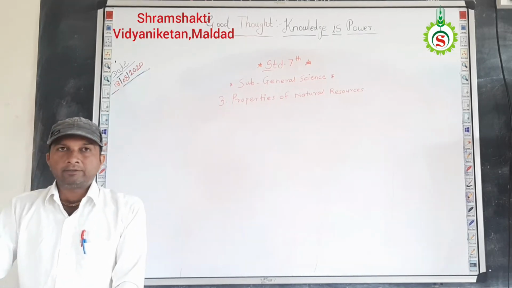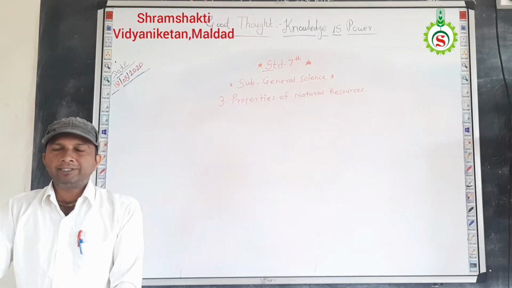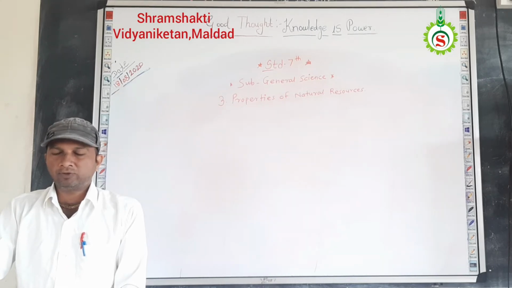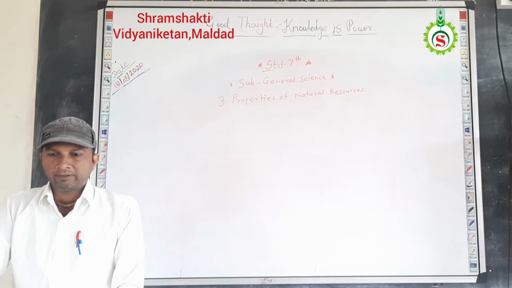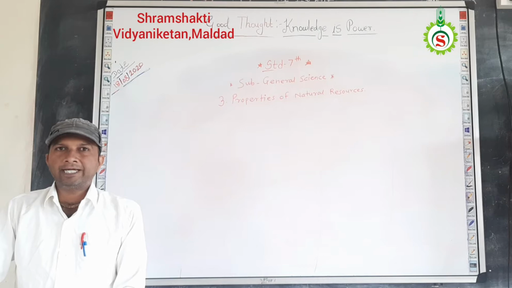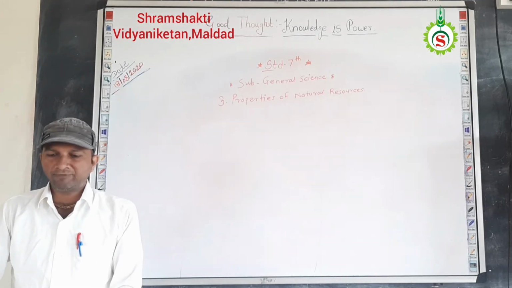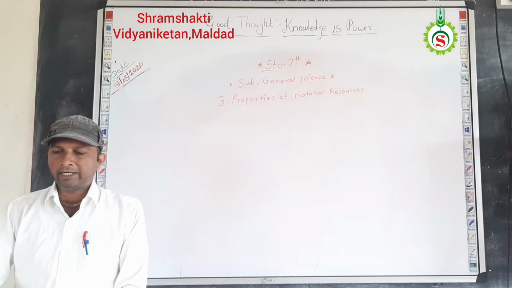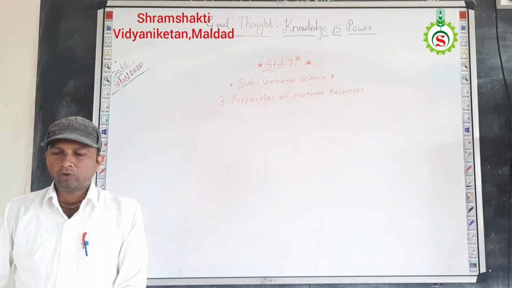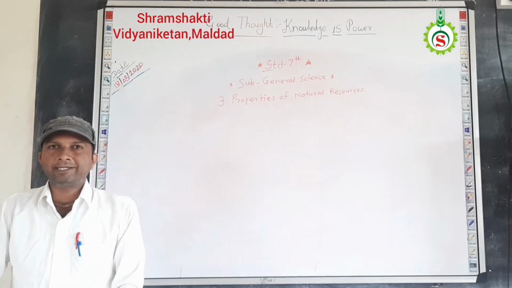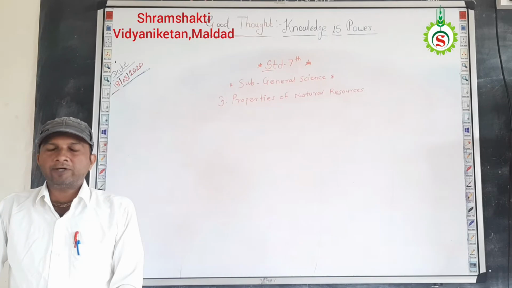During this year we will study the different properties of natural resources. Before that, I will ask you some questions which are given on page number 16, based on the lesson that you studied last year. First question: which are the gases present in air and why is air called a homogeneous mixture? So, which are the gases present in air? During last year we have studied this.